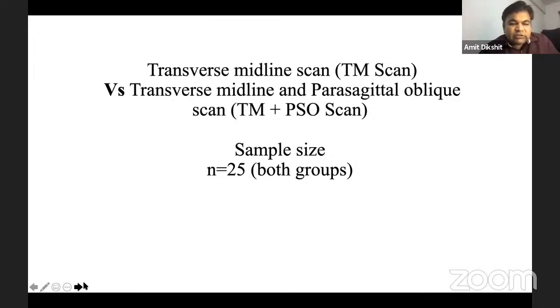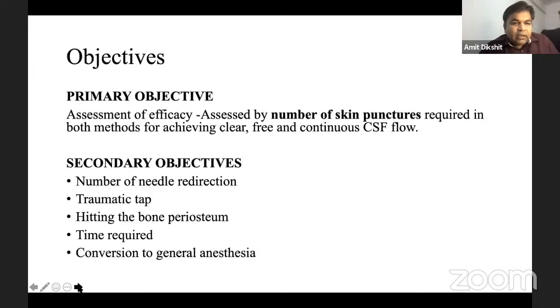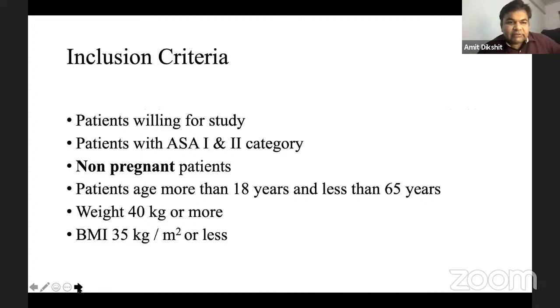The first group was named limited view, and the second group was extended view. Our primary objective was assessment of efficacy. And as per previous literature review, the number of skin punctures was the endpoint to assess the efficacy. The secondary objectives were traumatic tap, number of needle redirections, hitting the bone periosteum, total time required, and conversion to general anesthesia. Inclusion criteria: we included ASA 1 and 2 patients from 18 to 65, non-pregnant, and BMI 35 or less.